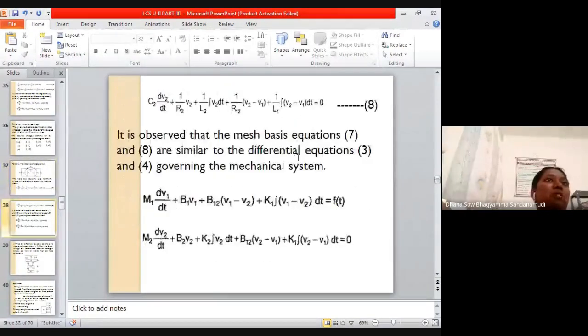You compare it with your mechanical equations. Okay, so if you compare, they will be similar. In this slide, you can compare equation number 8 with equation number 4. This is equation number 4. So C2 dV2/dt, M2 dV2/dt are similar. 1 by R2 V2, B2 V2, 1 by L2 integral of V2 dt, K2 integral of V2 dt. 1 by R12 (V2 minus V1), B1 (V2 minus V1), 1 by L1 integral of (V2 minus V1) dt, K1 integral of (V2 minus V1) dt, equal to 0.